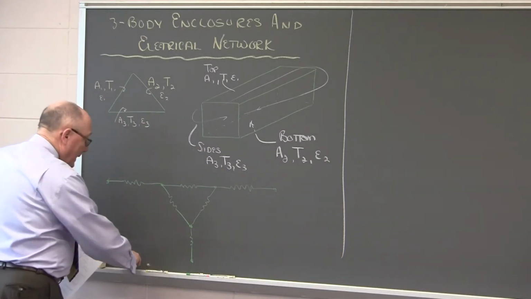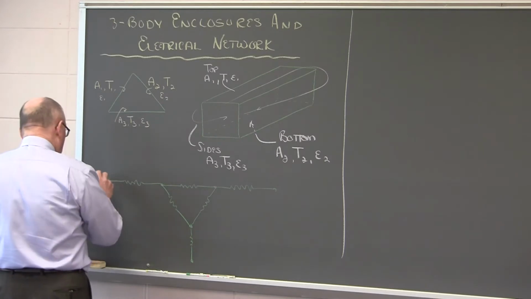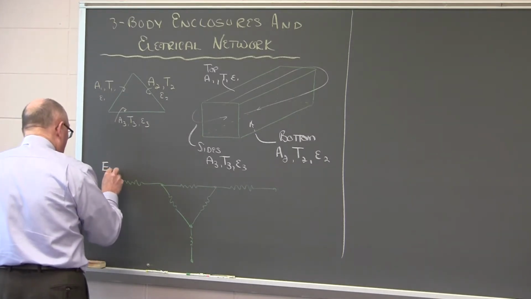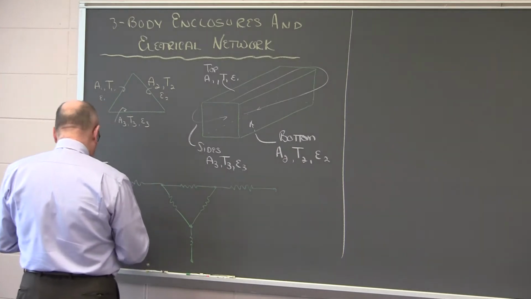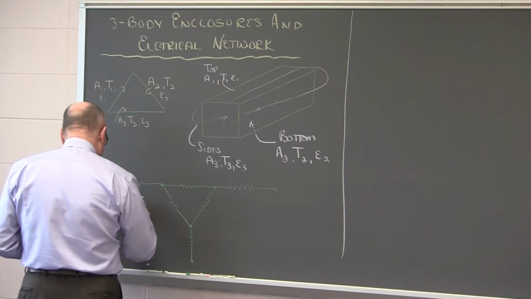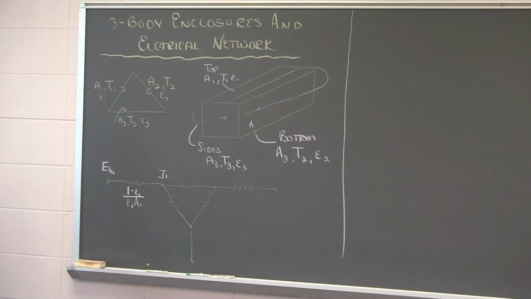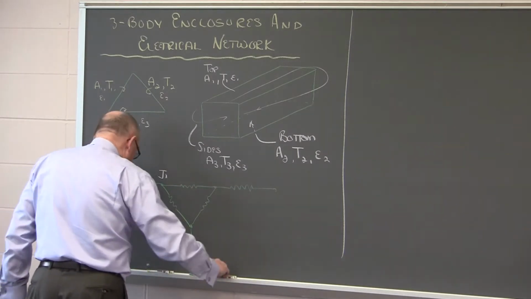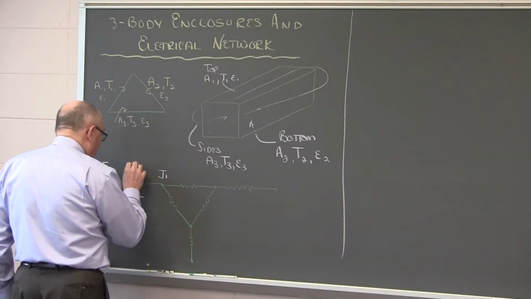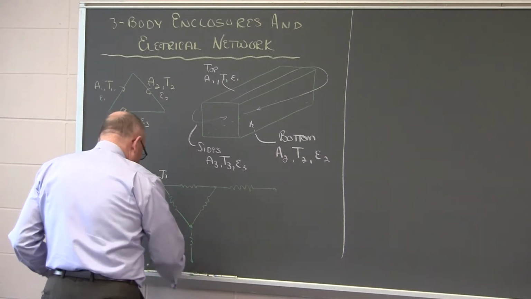Now, we'll go ahead and label this, and recall that we had our spatial resistances and our surface resistances from last time. So we'll label this Eb1, and then we'll have the surface resistance, which would be 1 minus epsilon 1 over epsilon 1 A1, and this would be J1, our radiosity at this first node here. And the heat transfer which would be occurring would be Q1.